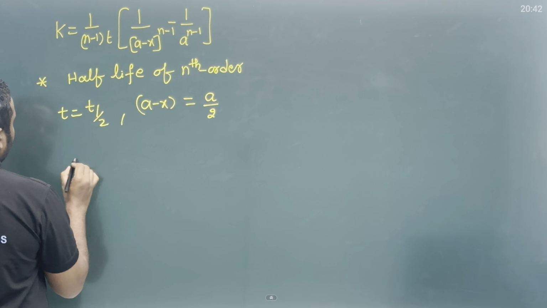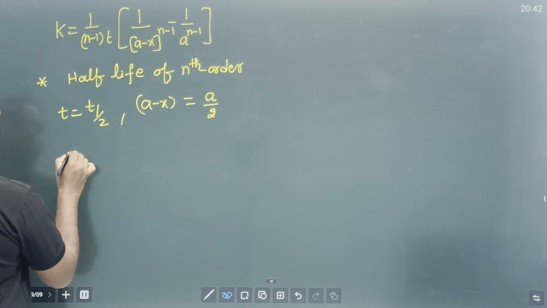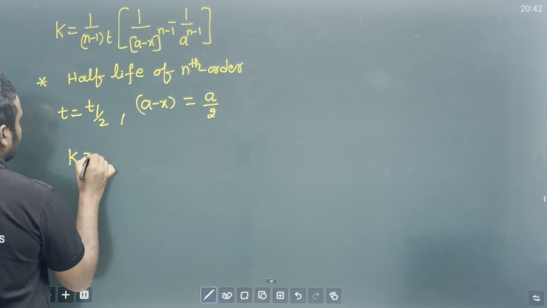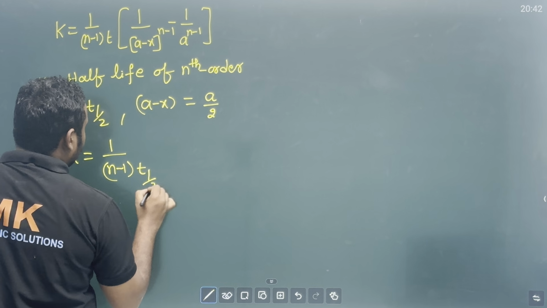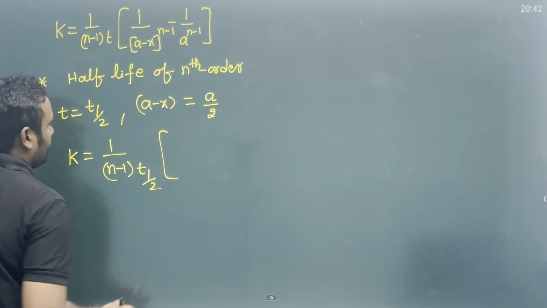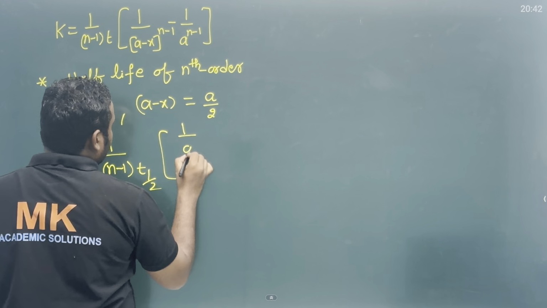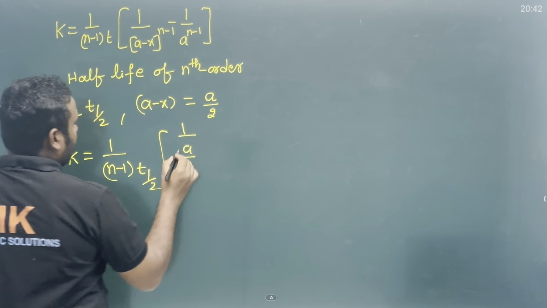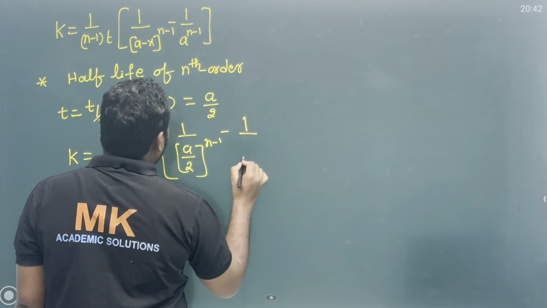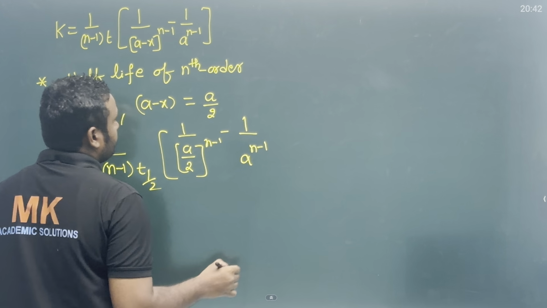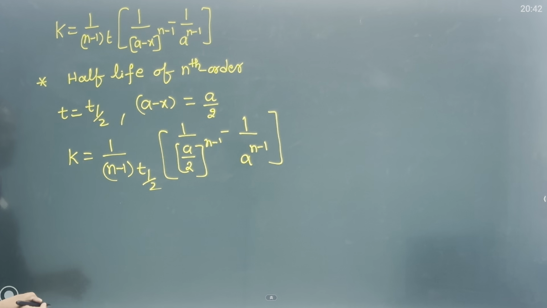So now here we know k is equal to 1 by (n minus 1) t. In place of t, what do I need to write, children? t half. 1 by, in place of a minus x, what do I need to write? a by 2. (a by 2) to the power n minus 1, minus 1 by a power n minus 1. Okay, this is the equation you will get here.